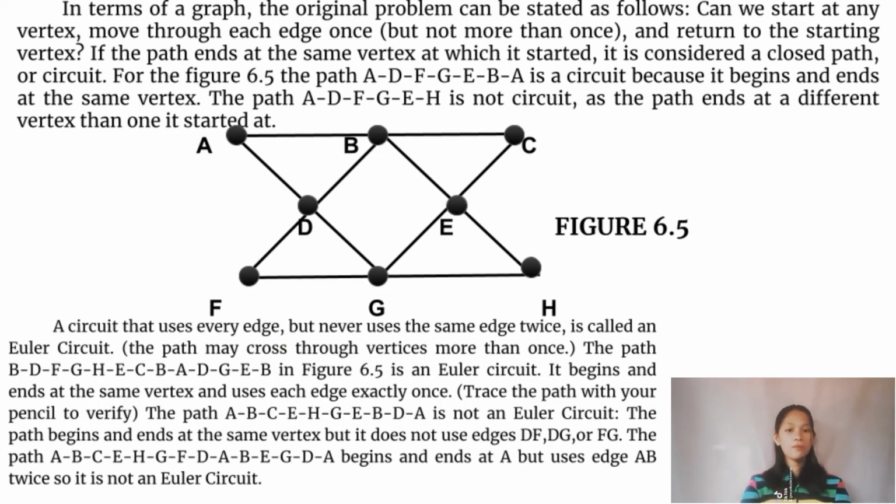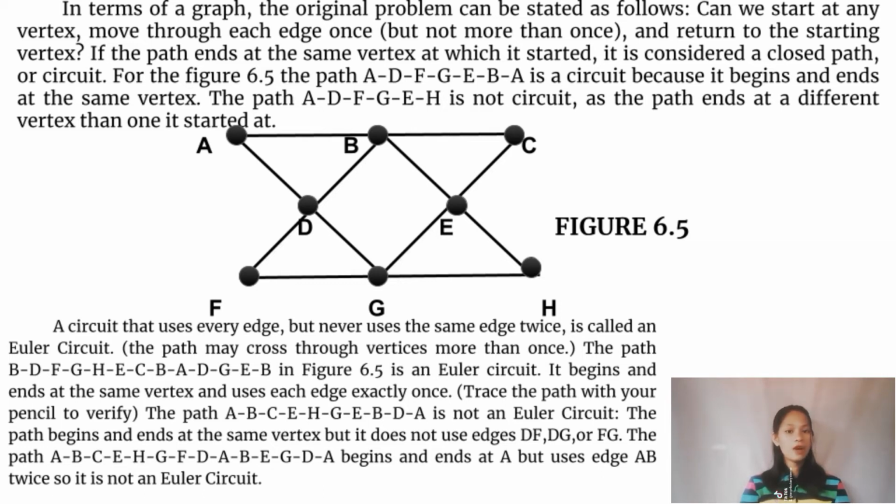In terms of a graph, the original problem can be stated as follows. Can we start at any vertex, move through each edge once but not more than once, and return to the starting vertex? Every attempt seems to end in failure. Before we can examine how Euler proved this task impossible, we need to establish some terminology.